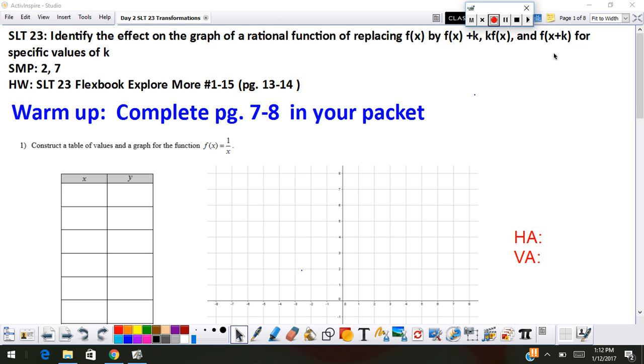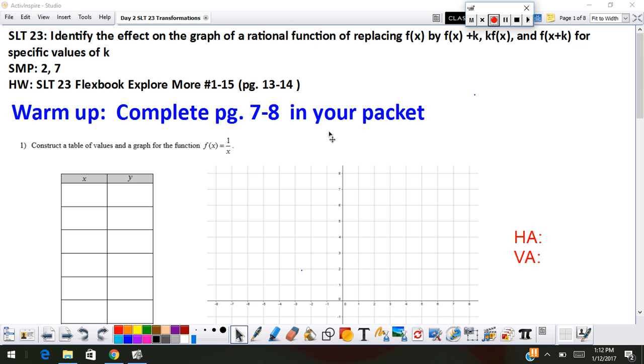Okay, this is going to be a lesson on SLT 23, identifying the effects on a graph of a rational function by replacing f of x with f of x plus k, k times f of x, and f of x plus k for specific values of k. Homework tonight is pages 13 and 14 in your packet, and I would like you to please pause the video and complete pages 7 and 8 in your packet. This should be done without a calculator.